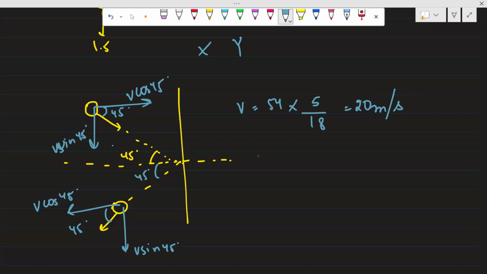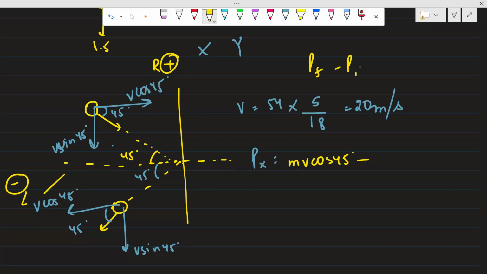So initially, momentum across the x-axis, let's see. One is along the right side, other is along the left side. So choose a sign convention. Let's say this is positive, this is negative. So this side momentum will be mv cos 45-degree. What's the change? Change we calculate like this: final minus initial. Initial will be minus of mv cos 45 degrees. So minus minus will become plus. So 2 mv cos 45 degrees. You can put the value.